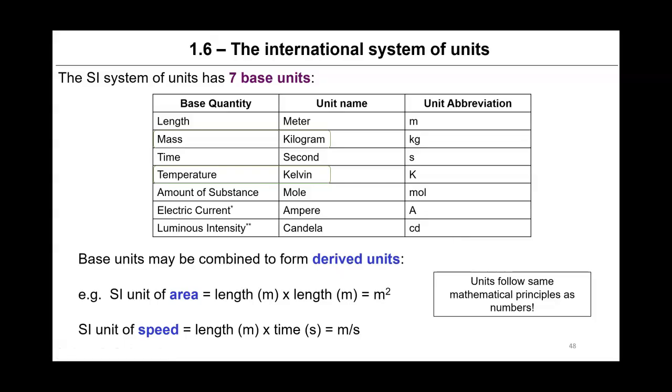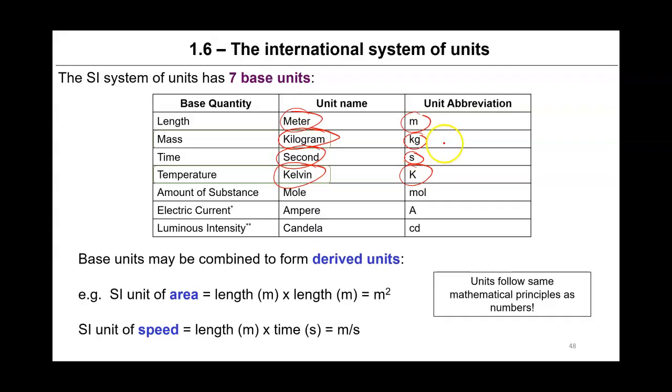So there are 7 base units in the SI system of units. Each unit has a name and an abbreviation. The base unit of length is the meter, which has the abbreviation lowercase m. The base unit of mass is the kilogram, which has the abbreviation kg. The base unit of time is the second, which has the abbreviation s. The base unit of temperature is the Kelvin, which has the unit abbreviation K.